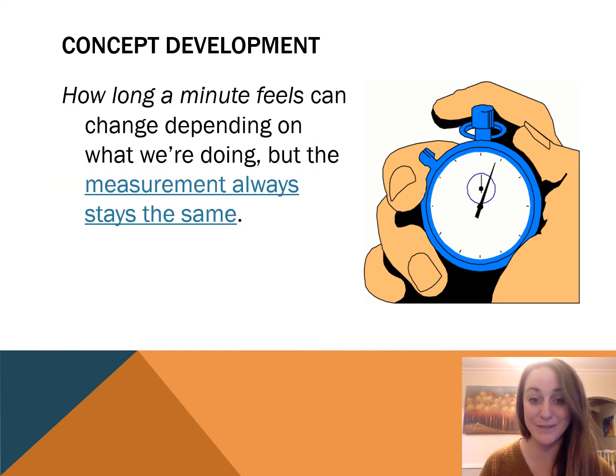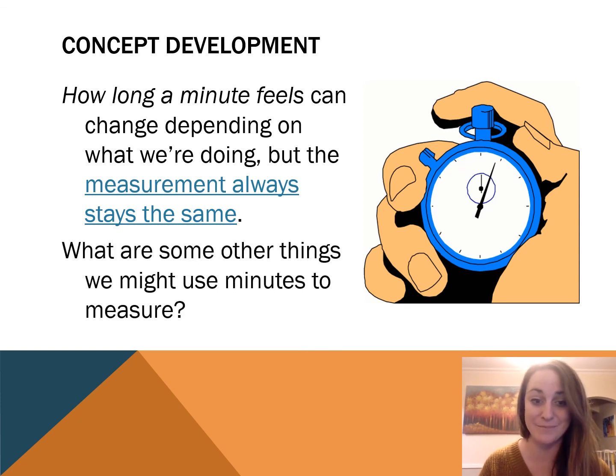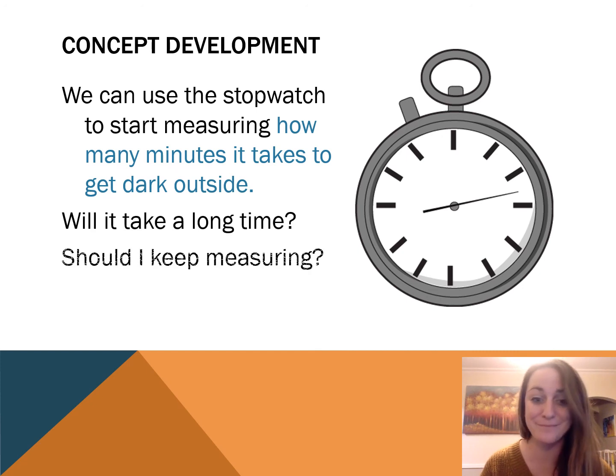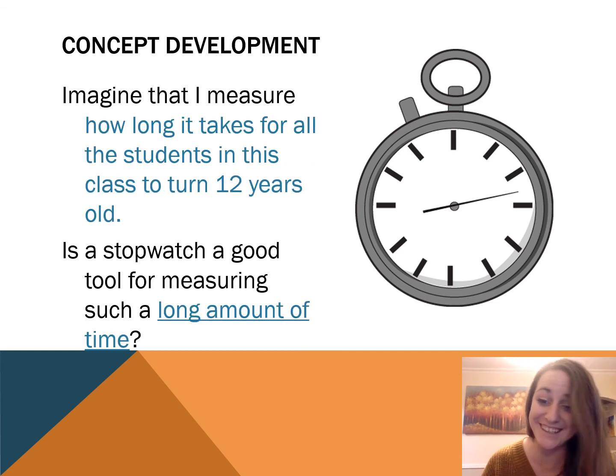How long a minute feels can change depending on what we're doing, but the measurement always stays the same. What are some other things that we might use to measure? We can use the stopwatch to start measuring how many minutes it takes to go dark outside. Will it take a long time? Should I keep measuring? Should we always sit here and listen to this YouTube video and wait for it to get dark? No, we shouldn't. It would take too long.